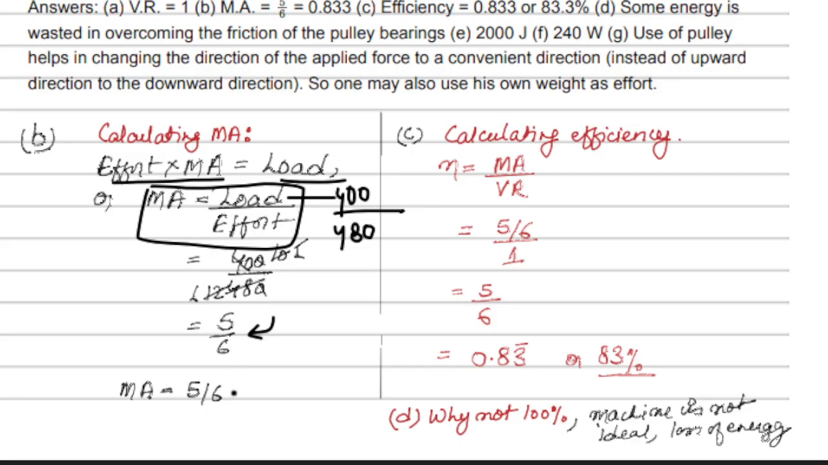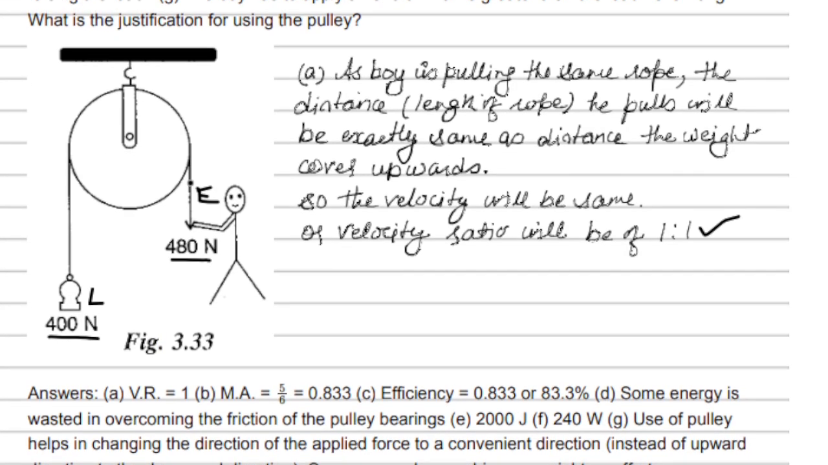Now they're asking in the next part to calculate the efficiency. So how can we calculate efficiency? There is a relation: efficiency is mechanical advantage divided by velocity ratio. So 5 by 6 is our mechanical advantage, and velocity ratio we already calculated in the first part is 1. So the efficiency will also become 5 by 6, or if we solve it, it will go 0.8, then 3, and it will get repeated. So the answer we get is 0.83333 and so on, or we can say 83%. So the machine is working at 83% efficiency.